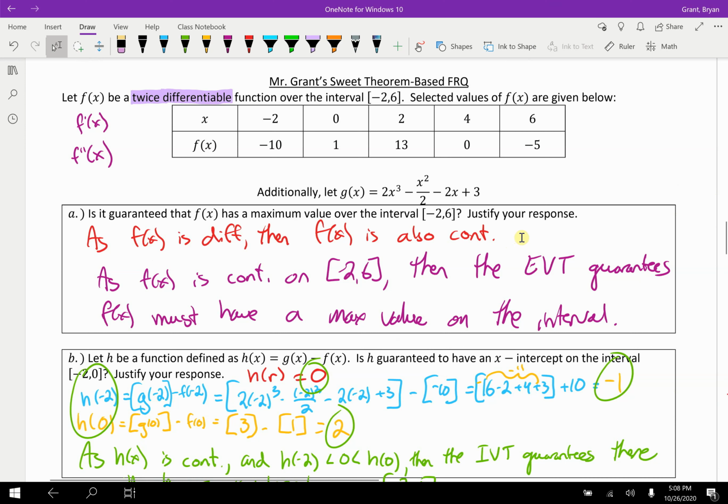Hopefully this wasn't too terrible of a day and got some nice review in. Extreme value theorem, very easy theorem. I would argue it's probably our least commonly referenced theorem, but you still need to know it. Good luck. Don't forget your independent practice.